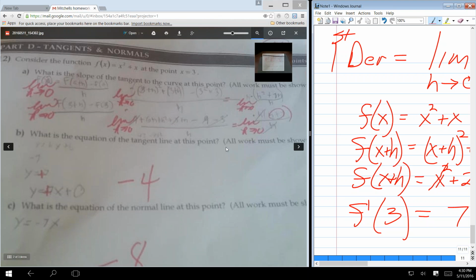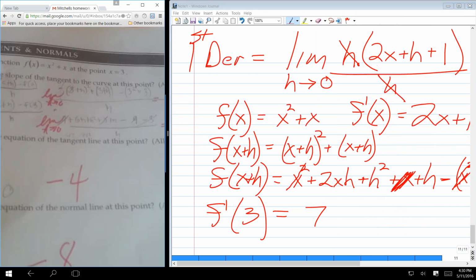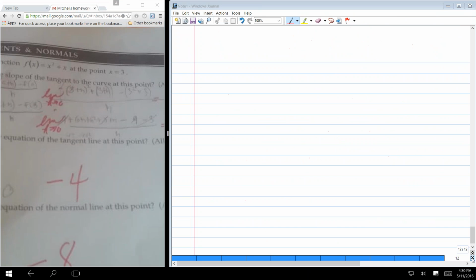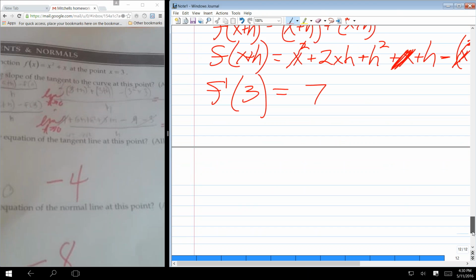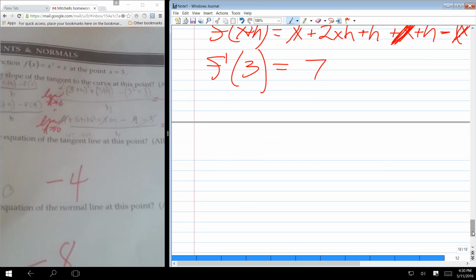So now that we have the slope of the tangent line, what is the equation of the tangent line at that point? And here is where it really is helpful to use point-slope format. What's the general equation for point slope? Y minus Y1 equals M times X minus X1?